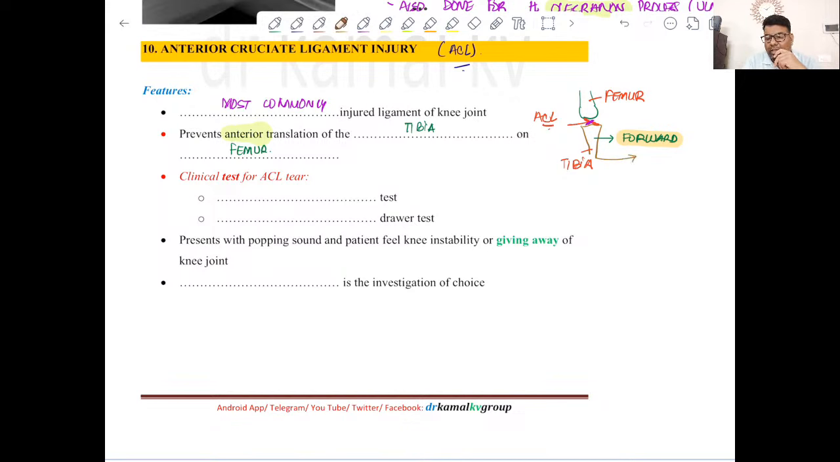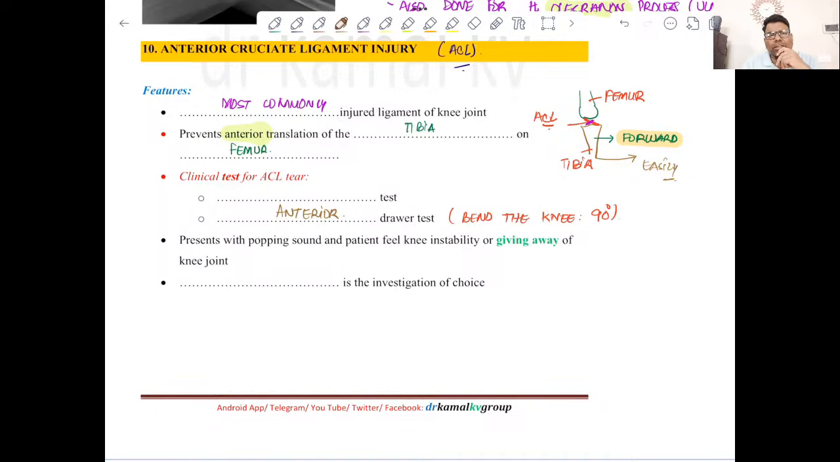Therefore, if there is any break here and we try to pull the tibia forward, it will easily move anteriorly. So this is the basis of the anterior drawer test. We try to pull the tibia anteriorly, and if there is no restriction by the ACL, we can easily pull the tibia anteriorly. But for this we need to bend the knee to 90 degrees, right? So this is the requirement to perform this test.